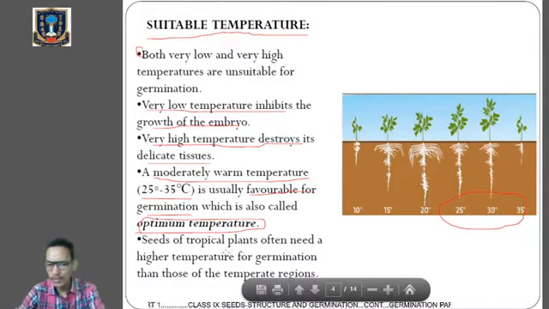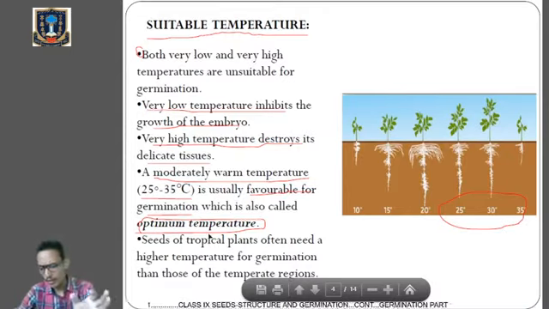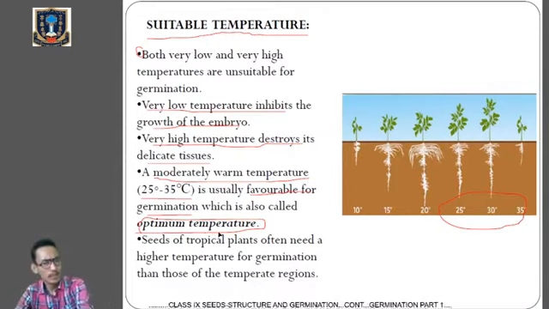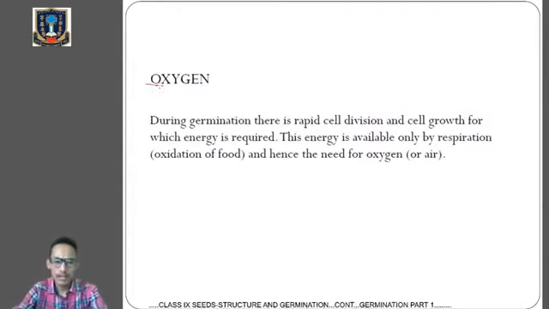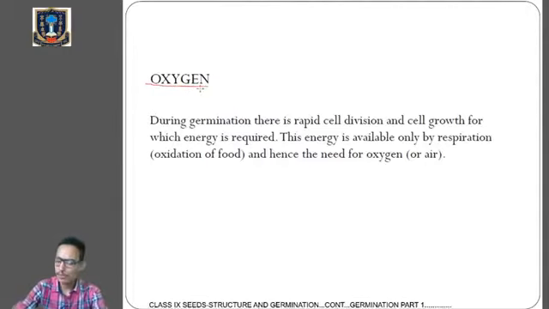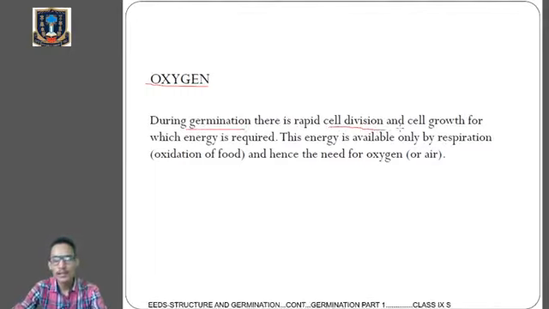So kindly remember the optimum temperature that favors germination. Clear? The next one, oxygen or air, because air is also important for germination. So during the process of germination, there is rapid cell division. You know what is cell division? Where the cell will divide and there will be rapid growth of the cell. Clear? So during germination, there will be rapid cell division and rapid cell growth.